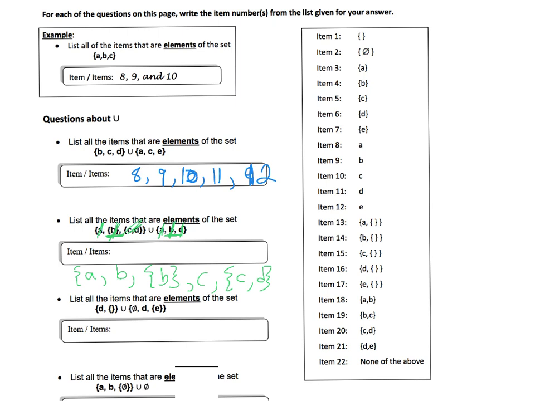So now we got to finish this guy. Sorry. So now we look at our list and we say I have an A by itself, so that's item 8. B by itself is item 9. C by itself is item 10. B in brackets, there you go, is item 4. And C and D together in brackets is this guy, item 20.